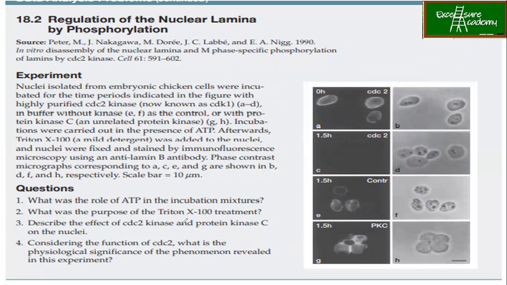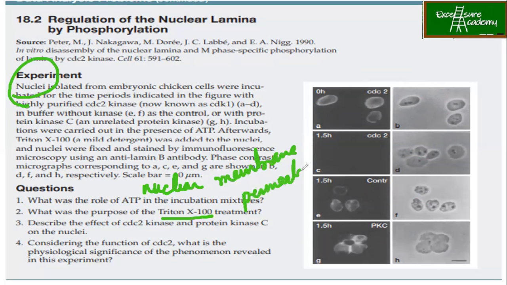What is the purpose of the Triton X-100 treatment? We know that it is a mild detergent. This mild detergent is going to make the membrane, the nuclear membrane, since we are talking about the nuclei here, a little bit more permeabilized. What does it mean? It means that it is going to loosen the nuclear membrane permeability so that whatever treatment you are giving will go inside. This will allow the antibodies, for example, in this case, the anti-lamin antibody.